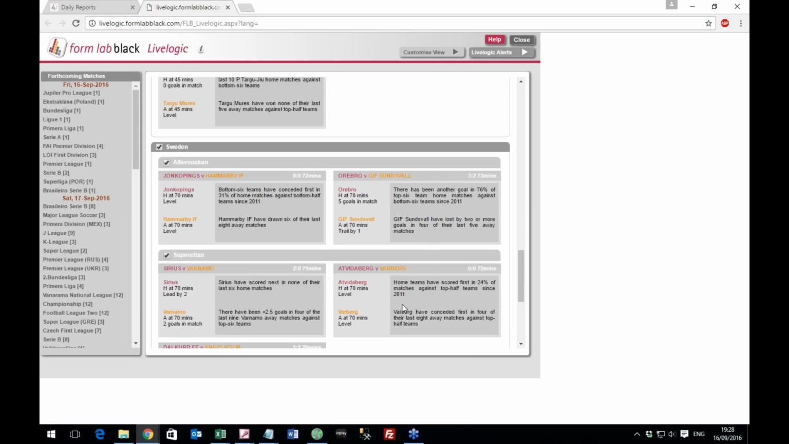In Sweden, we've got 3 games that have just kicked off, 3 more games here in the second division in Sweden that have just flashed up. There's been a goal in 76% of the games between top 6 teams at home and bottom 6 teams at home, when there have been 5 goals in the game.